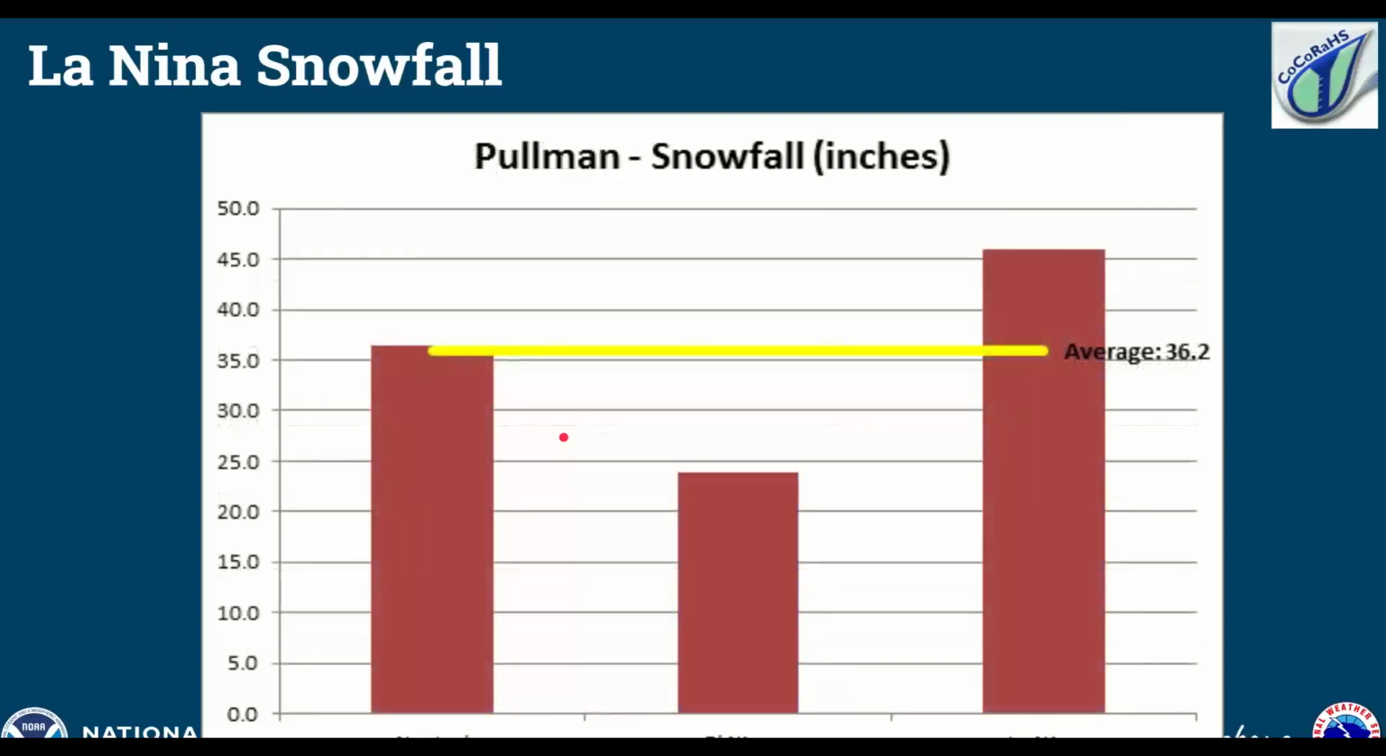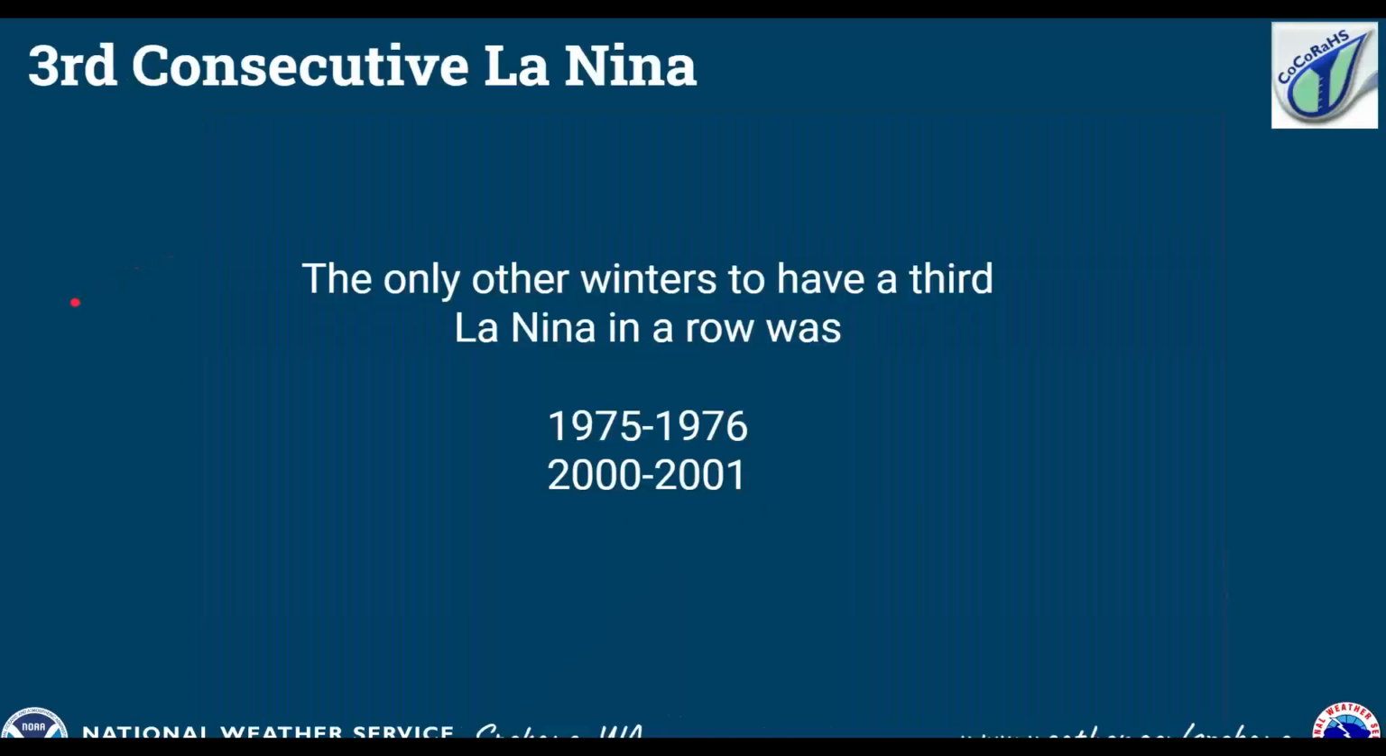And here's another comparison for Pullman. On average, they see about 36 inches of snow a year. In a La Nina year, that boosts it up to maybe 46 inches of snow. Compared to an El Nino, that's maybe closer to 24 inches. And a neutral year, very close to average. So with the different patterns, we can have different snow amounts.